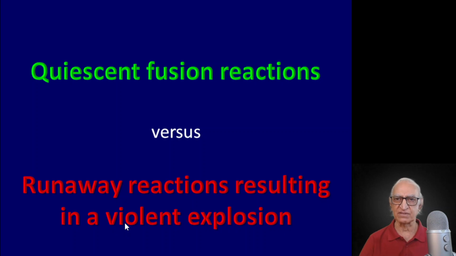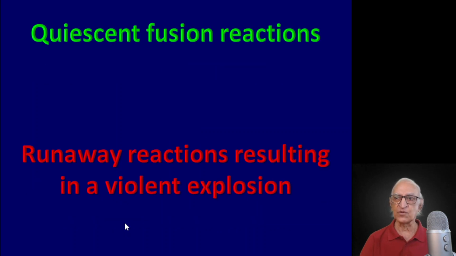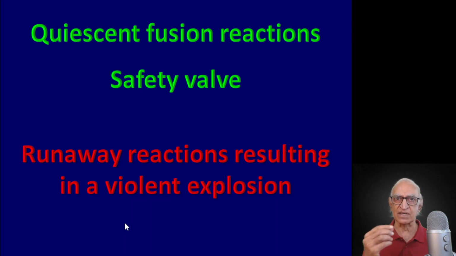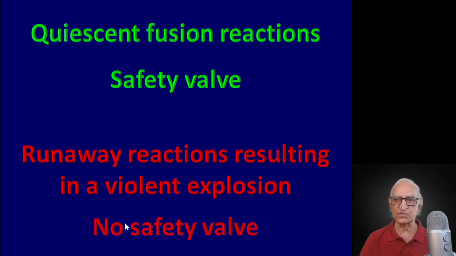Now the question is the following. As the nuclear reactions proceed, is it going to be a quiescent fusion reaction, or is it going to be a runaway reaction resulting in a violent stellar explosion? That is really the question. A fusion reaction will be quiescent or controlled if there is a safety valve. In other words, if by chance you produce some extra energy, the system will come back. On the other hand, there will be a runaway reaction resulting in a violent stellar explosion if there is no safety valve.